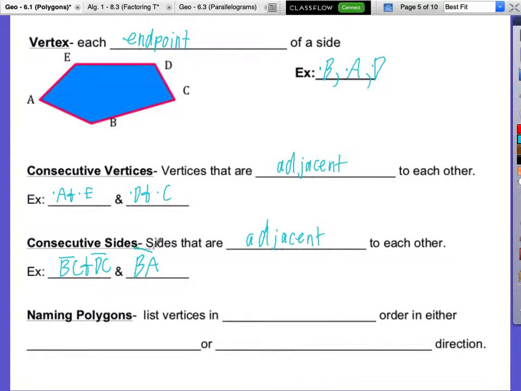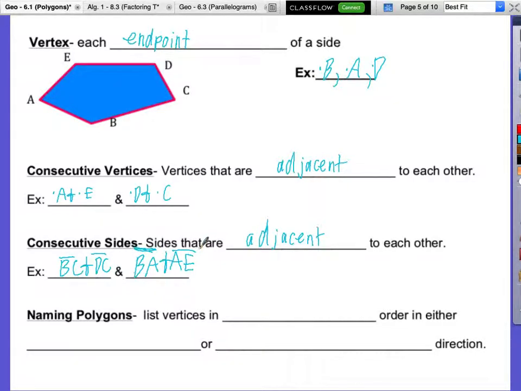Side BA and side AE? Yep. I agree with that. That would work. Okay. And there's quite a few others we could do as well, right? Okay. So there's plenty we could do. We're not gonna go through naming them all.